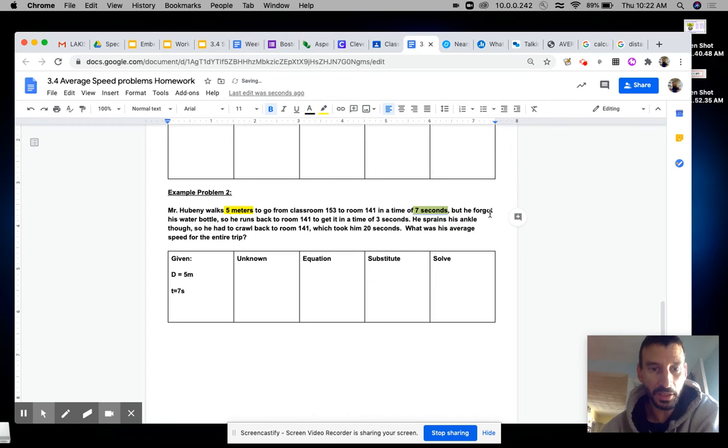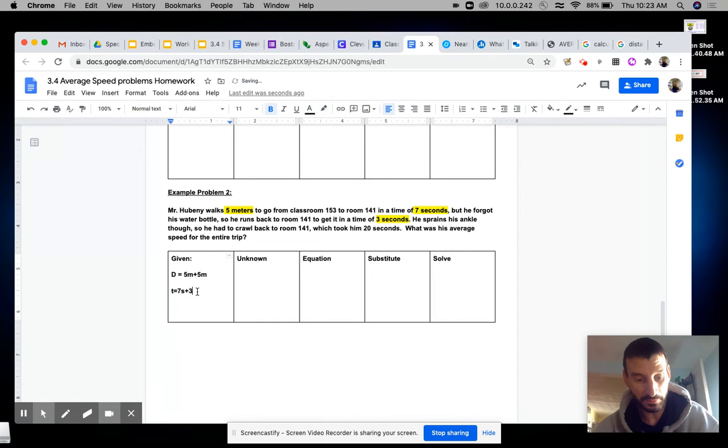But he forgot his water bottle, so he runs back to room 141 to get it in a time of 3 seconds. So I ran all the way back, so I have to add my trip back, which is, of course, 5 meters, because it's 5 meters there, it's going to be 5 meters back. And I need to add the time that took to my time, so that was 3 seconds. So I'm going to add that as well.